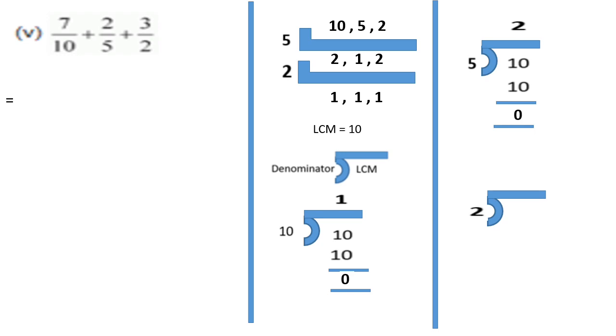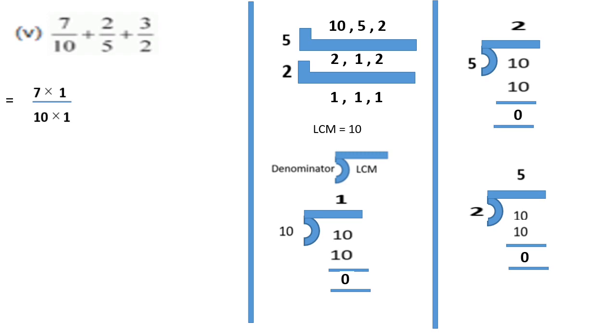Next fraction is 3 by 2. I'll divide 10 by 2, that is LCM by the denominator. 2 5s are 10. Okay, I got 3 quotients here. So first I will multiply the quotient and the fraction like this. For 7 by 10 I will multiply 1 to numerator and the denominator, and for 2 by 5 I will multiply the quotient 2 to 2 and 5, and for the fraction 3 by 2 I will multiply 5 to numerator and denominator like this.